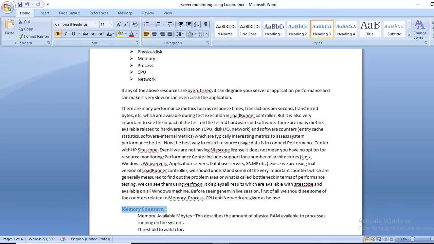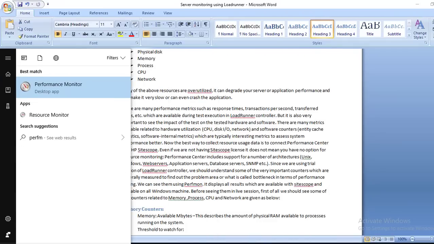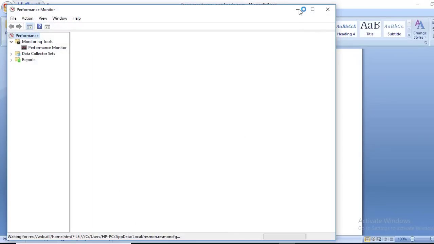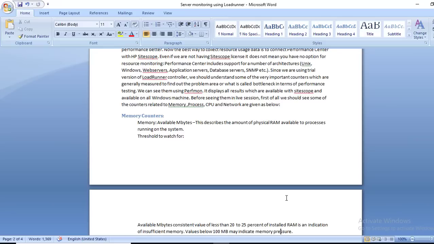So to see some of the counters related to memory, process, CPU and network, we will open Performance Monitor. This is the performance monitor we have opened. Now we need to see counters related to memory, process, CPU, network. There are many more counters which we need to see, so these are some of the important ones. It's not limited to memory, process, CPU and network only, but these are the main counters which we see.